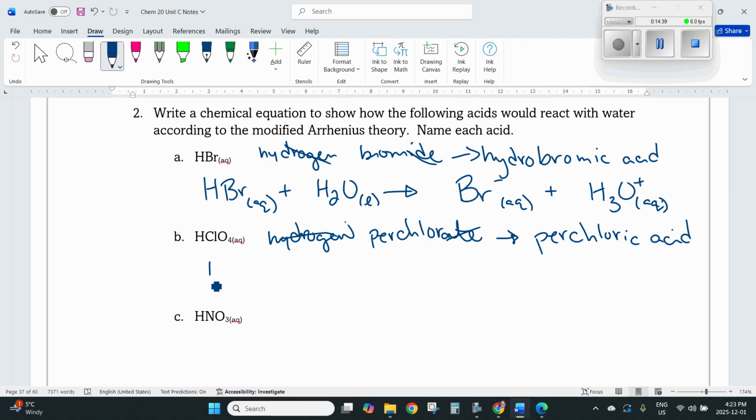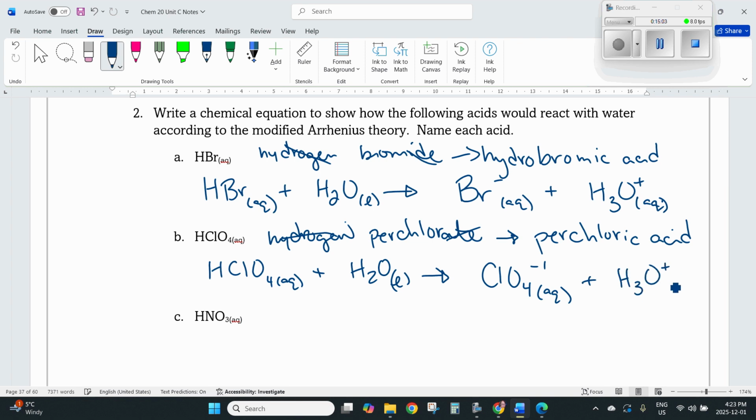Okay, so HClO4 aqueous plus H2O liquid. Acids donate. So ClO4 lost a positive charge, so now I'm at a -1 and we become aqueous. All acids create hydronium ions in water because they react with water. So there you go, balanced.